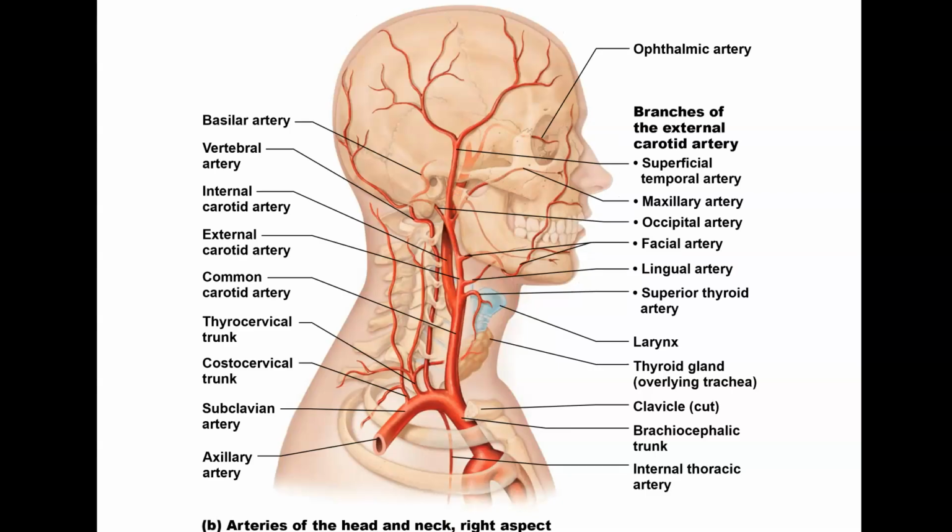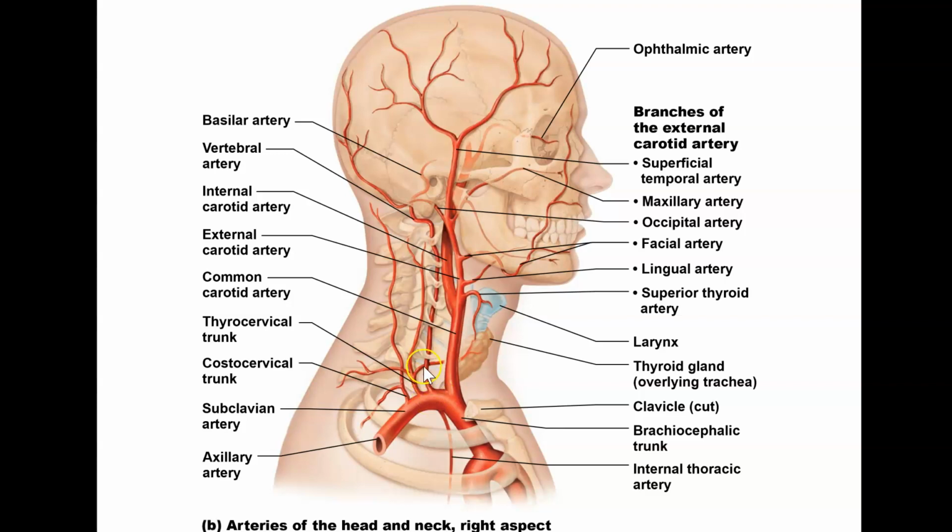So let's look at them specifically. Here are the arteries of the head and neck from the right side aspect. And that means this is our brachiocephalic trunk. From there we bend and we have our right subclavian artery, which after the first rib will become the axillary artery. Remember that we have a couple of branches coming off of the subclavian artery.